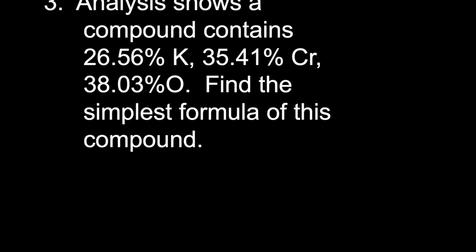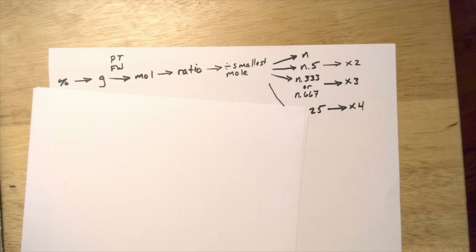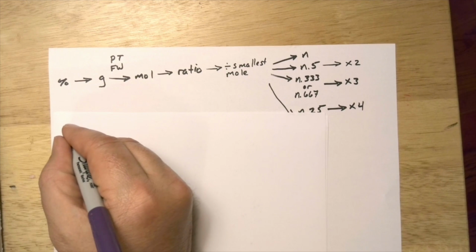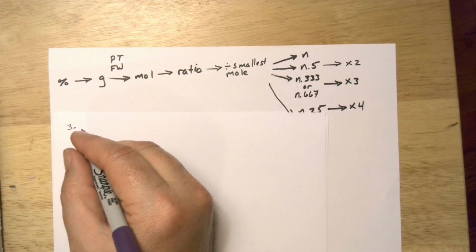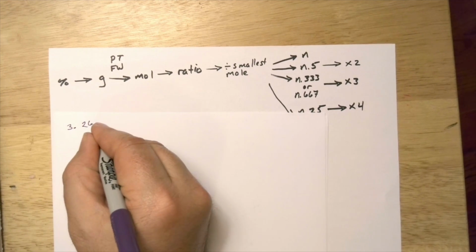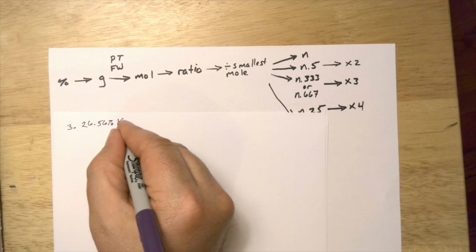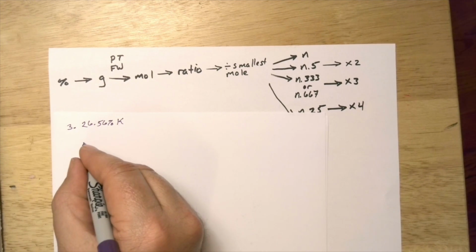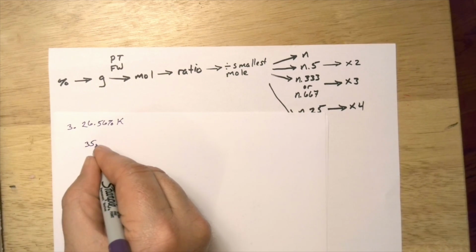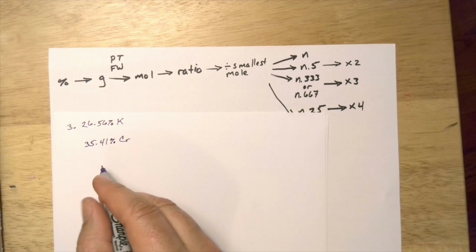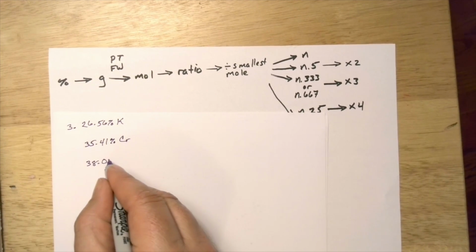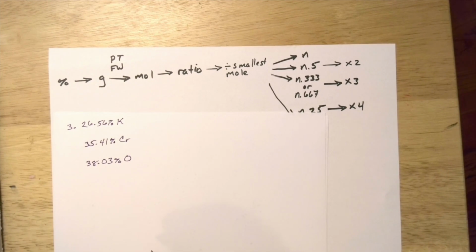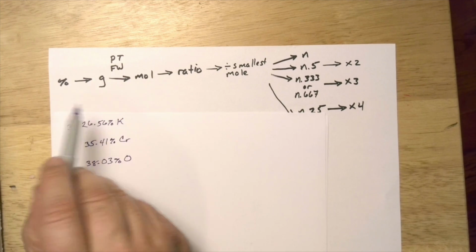Number 3, analysis shows a compound contains 26.56% potassium, 35.41% chromium, 38.03% oxygen. Find the simplest formula of this compound. All right, so for number 3, we have 26.56% potassium, 35.41% of chromium, and 38.03% of oxygen. So the first step is we need to go from percent to grams.